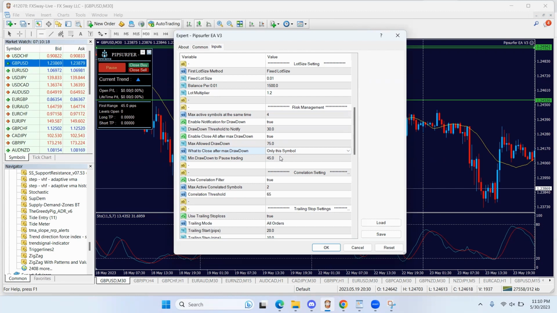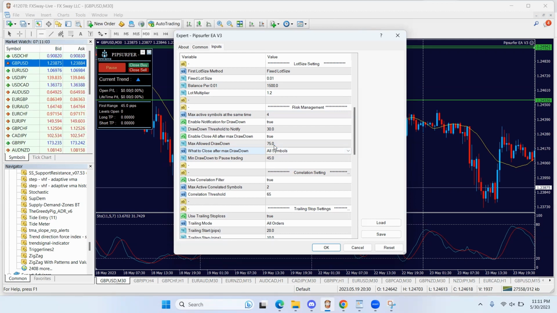If you enable close all and set it to true, and this pair reaches 75% drawdown, it's going to close out all the trades on that pair. That means GBP USD has to cause 75% drawdown on your account. Now, if you set it to all symbols, Pipsurfer is going to look at all the trades on your account.